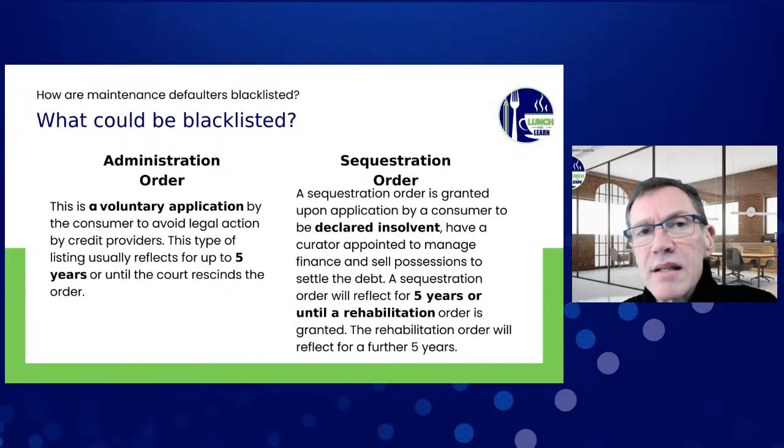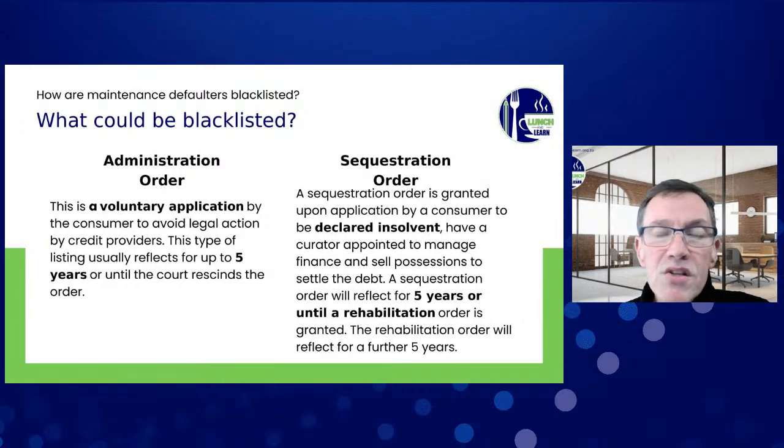Another thing that also gets listed on the credit profile is the administration orders. Those are usually orders in terms of Section 74 of the Magistrate Court Act, where people apply to go under administration if their debt is less than 50,000 Rand, and then an administrator gets appointed to manage that debt on their behalf.